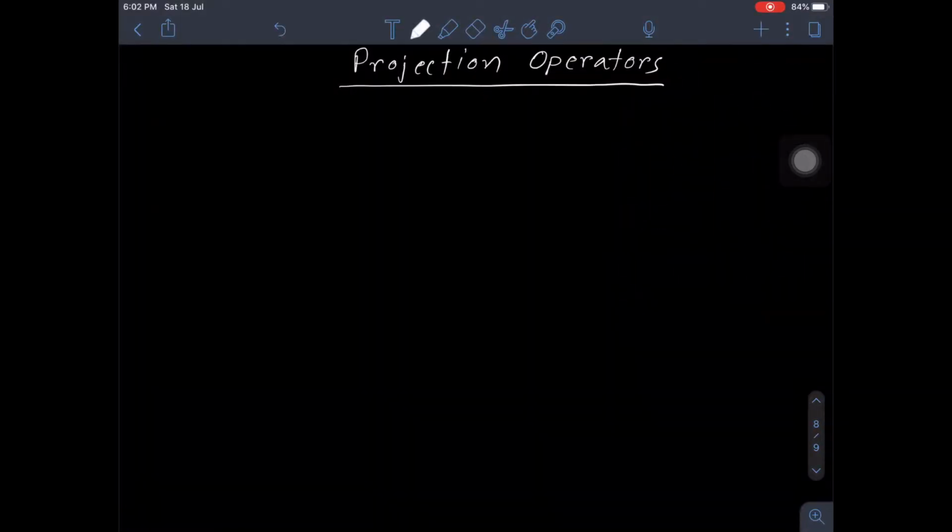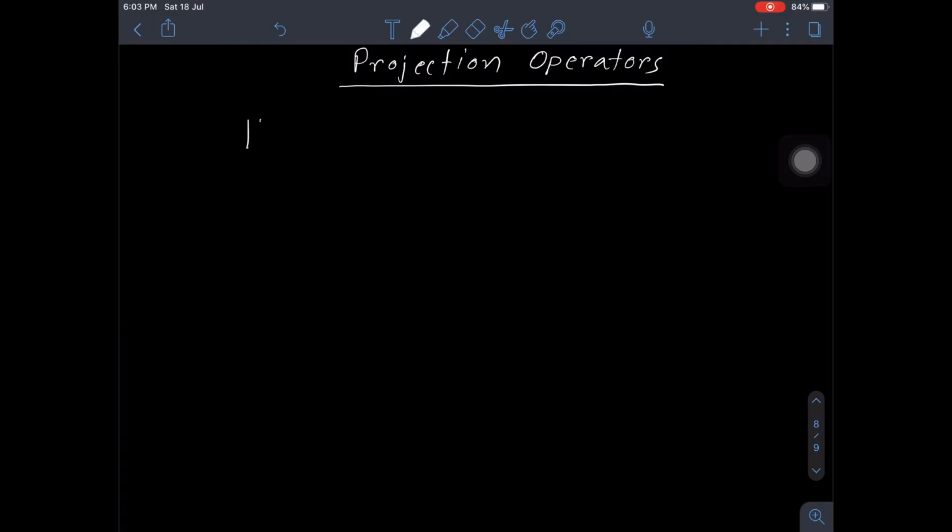Hello everyone. In this video we will talk about projection operators, and this is one of the most important operators that you will use in quantum computing. So it's very important to understand what it actually is. Okay, so let's try to understand that. First, let's try to understand it with an example, and then we can go to the general case.